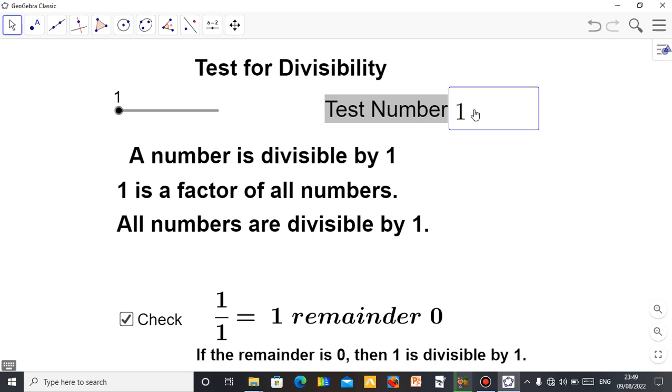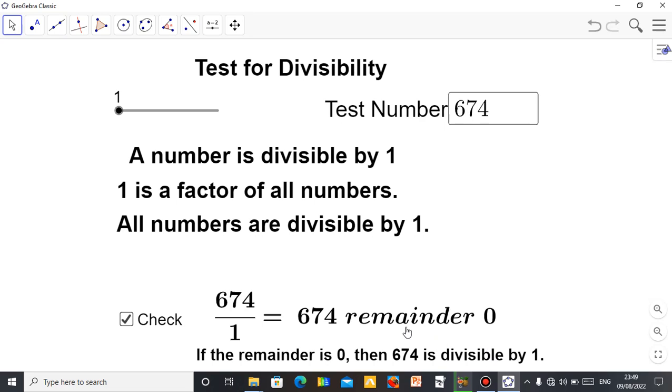So if I keep changing this number to 674, it will still remain a factor of, so 1 can go into 674 without a remainder. That means 674 divided by 1 is 674, remainder 0, and this is the condition I just analyzed here. Then 674 is divisible by 1 without a remainder. That is my target. So let's leave 1. Let's go to the next one.